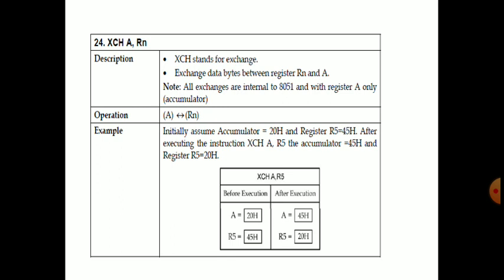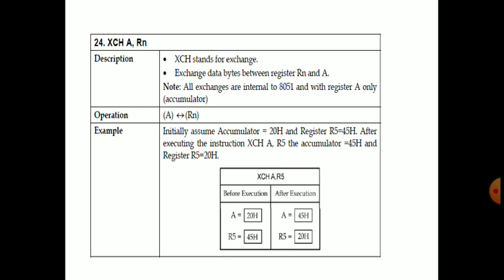Example, a simple example so we can understand it clearly. Initially assume accumulator has 20H as the data, and let us take register R5, it has the contents 45H. Then after executing the instruction XCH A comma R5, the accumulator will have the contents 45H and the register R5 will have the contents 20H.